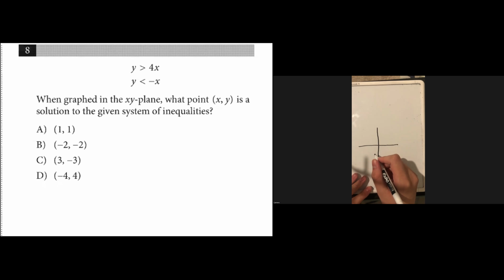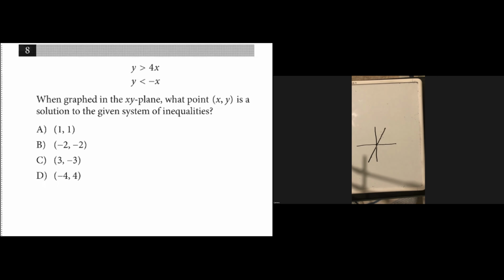Anyway, so the first one we have y is greater than 4x. So when x is 0, y is greater than 0. When x is 1, y is greater than 4. So that'll be like this. And then when x is -1, y is greater than -4. So the line would be like this. And y is greater than that, so it would be everything to the left. So all of this, to the left of 1.